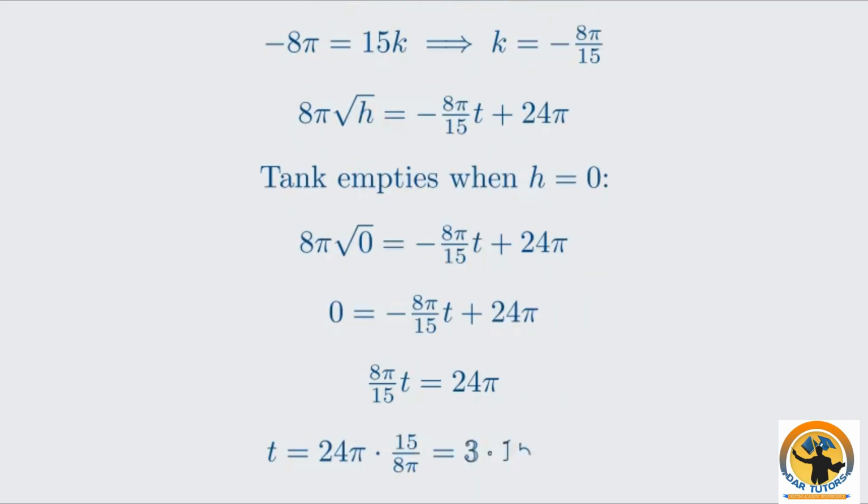We solve for t, finding that t equals 45, so the tank will empty in 45 minutes. This problem demonstrates how to combine related rates with separable differential equations to solve a complex application. The key steps were setting up the differential equation using the chain rule, separating variables, integrating, and using initial conditions to find the constants.